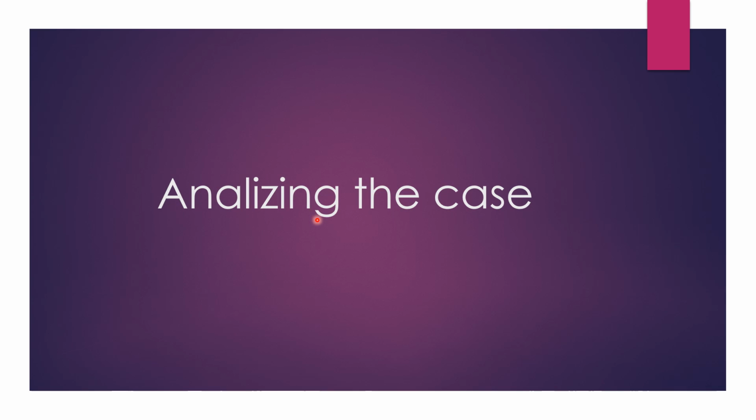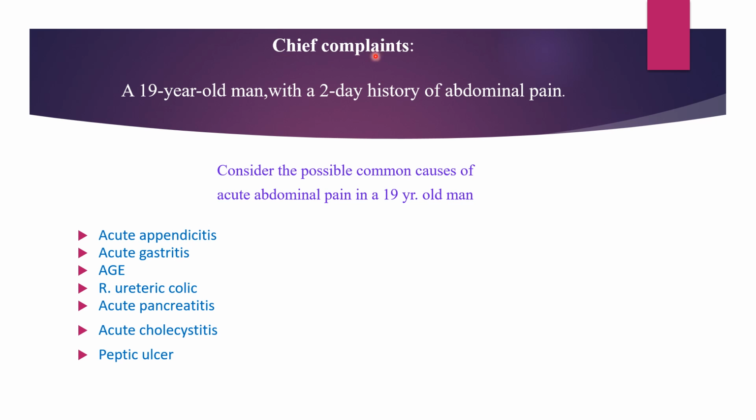Now, let's analyze the case scenario. First, the chief complaint. The chief complaint of this 19-year-old man is a 2-day history of abdominal pain. Now, let's consider the possible common causes of acute abdominal pain in a 19-year-old man. These are some of the common diagnoses that come to our mind: acute appendicitis, acute gastritis, acute gastroenteritis, right ureteric colic, acute pancreatitis, acute cholecystitis, and peptic ulcer.